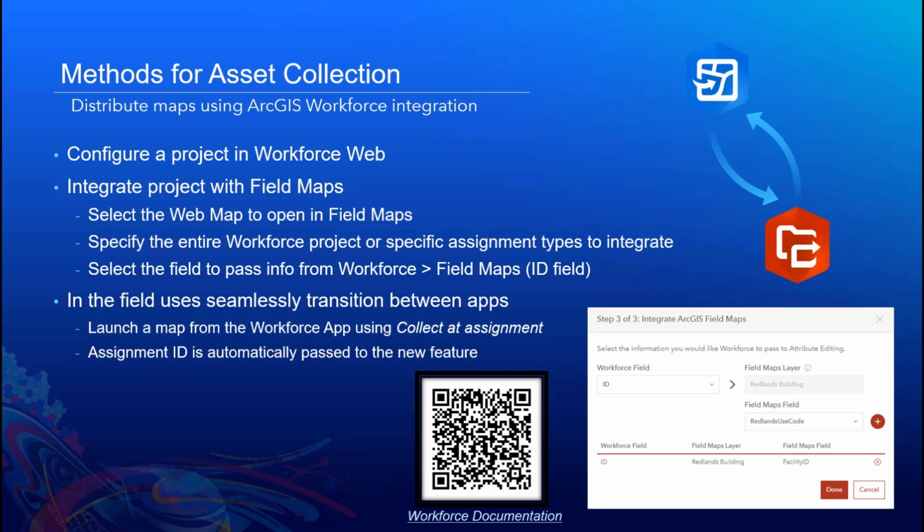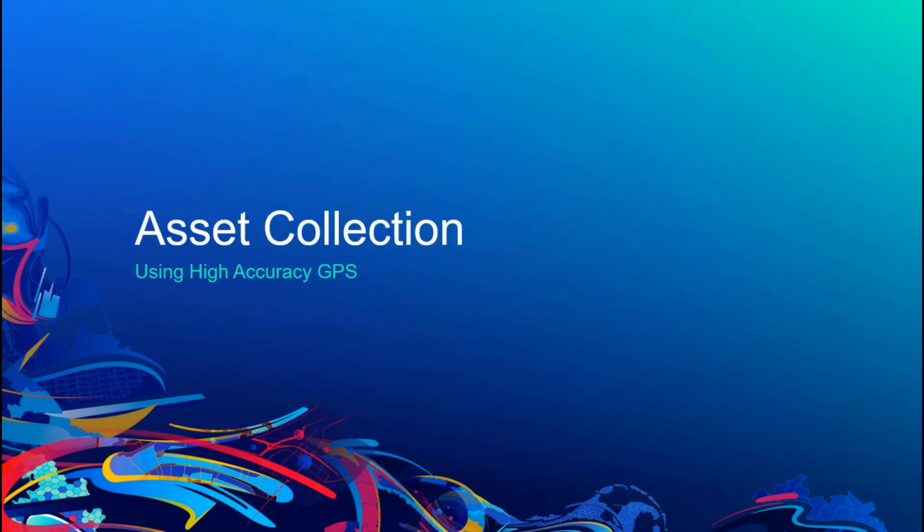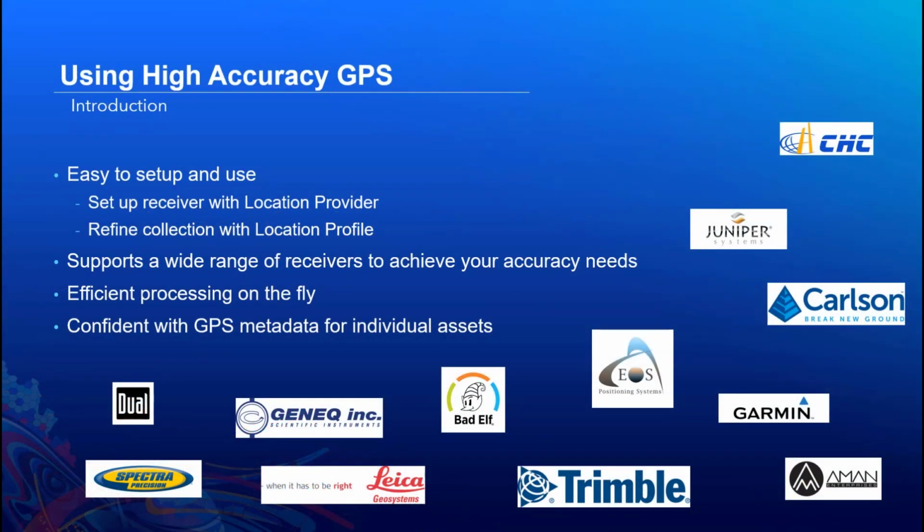Now that we have covered a lot of the basics of asset collection using the integrated GPS receiver, we would like to talk about the high accuracy workflows you can accomplish in Field Maps. You can use high accuracy receivers in conjunction with Field Maps to capture accurate and precise locations. The setup process can vary between receivers, but is generally easy to set up and get started. I will show you an example of the setup process in a demo shortly.